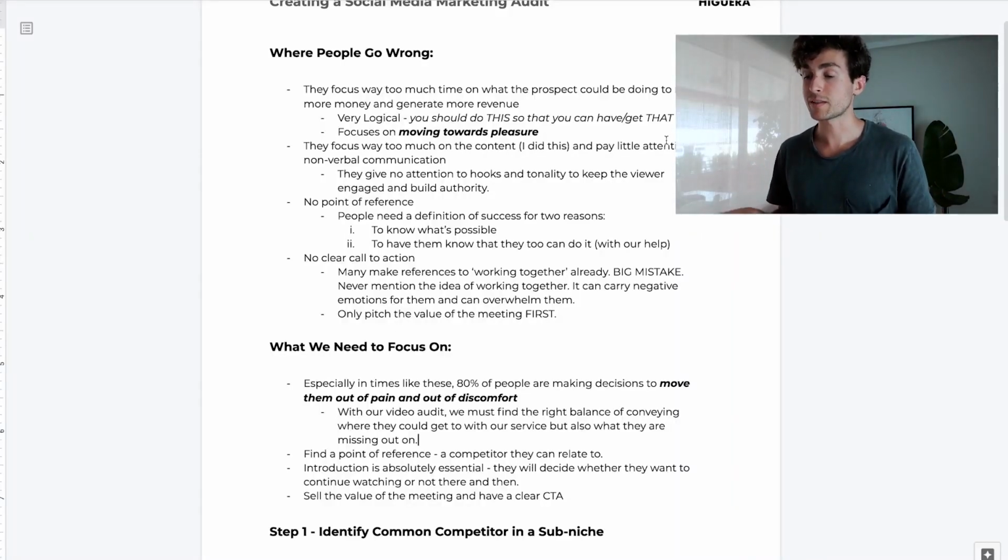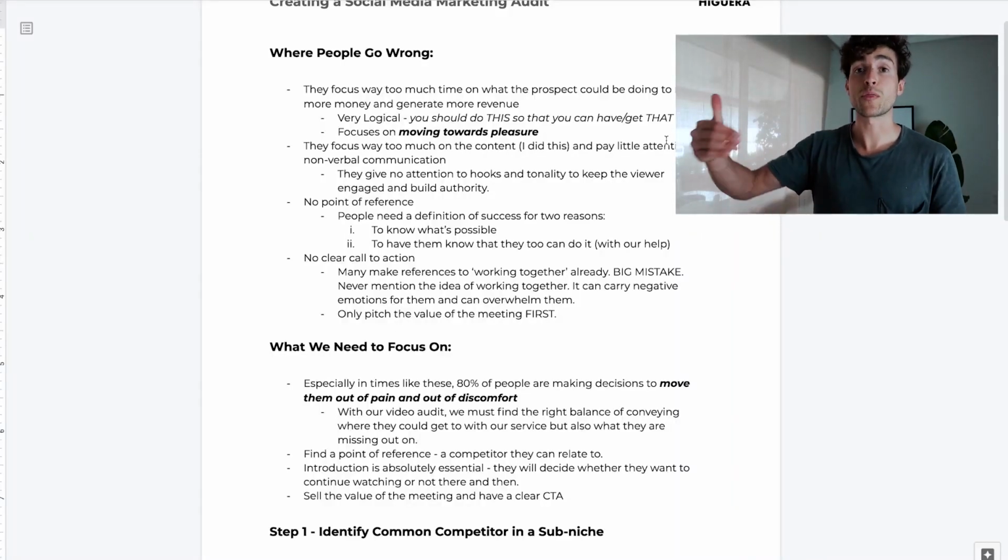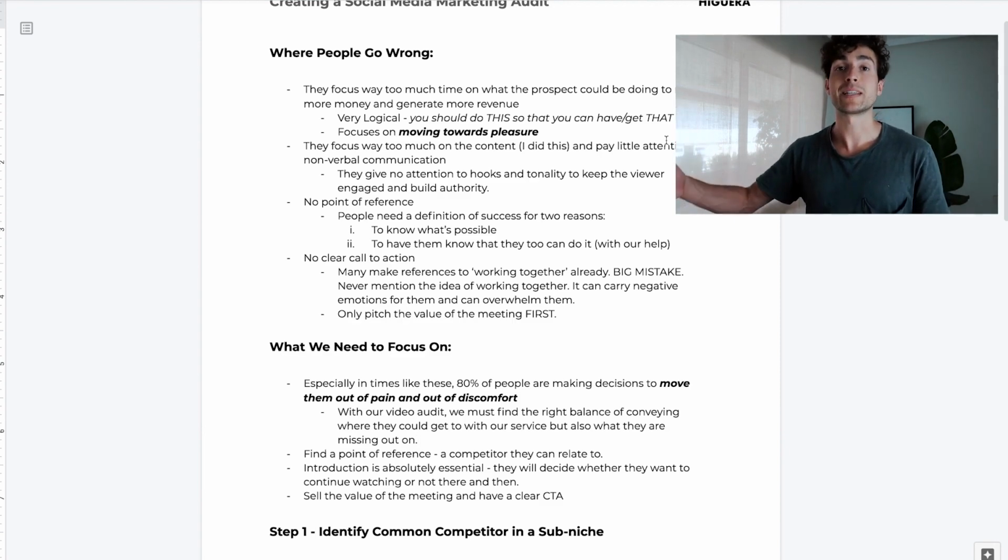So with our video audit, we must find the right balance of conveying where they could get to with our service and what they're missing out on, right? So we need to have a really good balance, because otherwise, if we just focus on where they could get to and the insane potential, it's not gonna land as well and it's not gonna be as powerful.